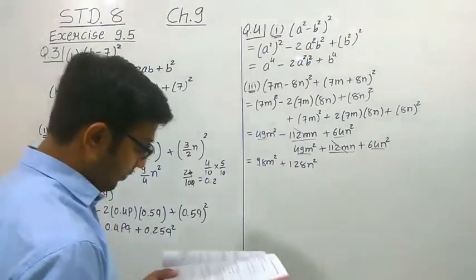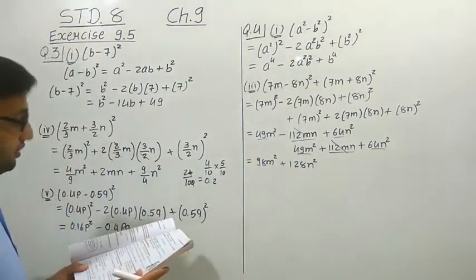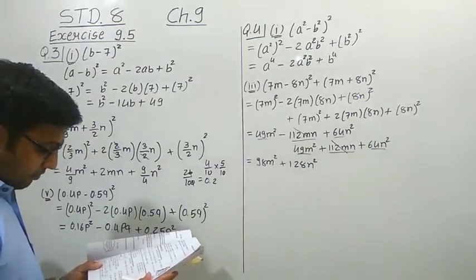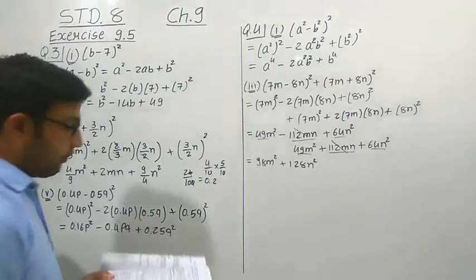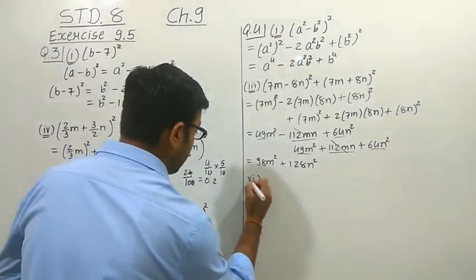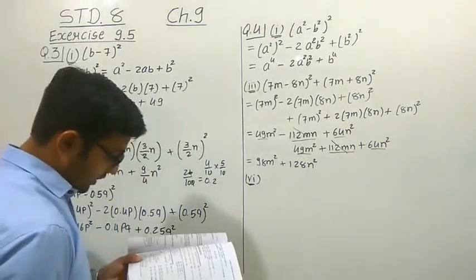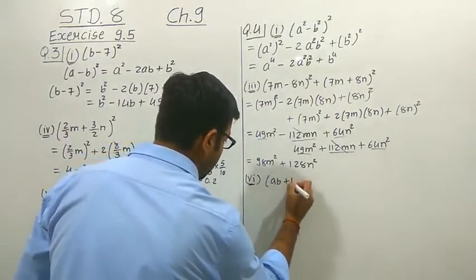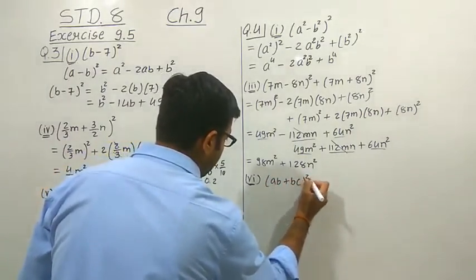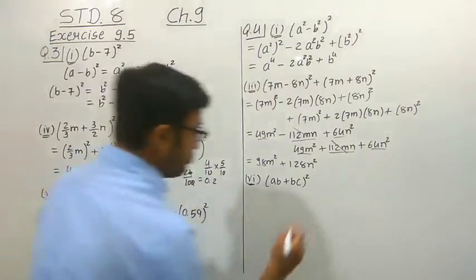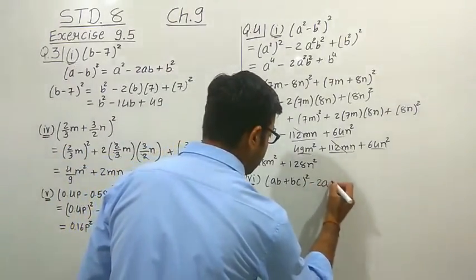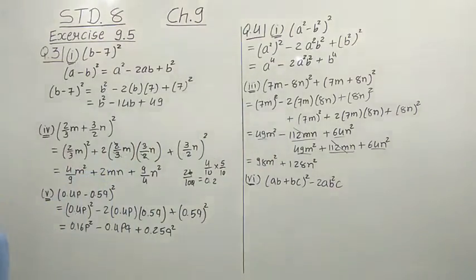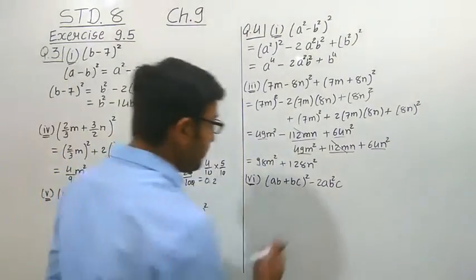Now let us study the sub question number 6, that is (AB plus BC) whole square minus 2AB square C. So here we have to simplify this.